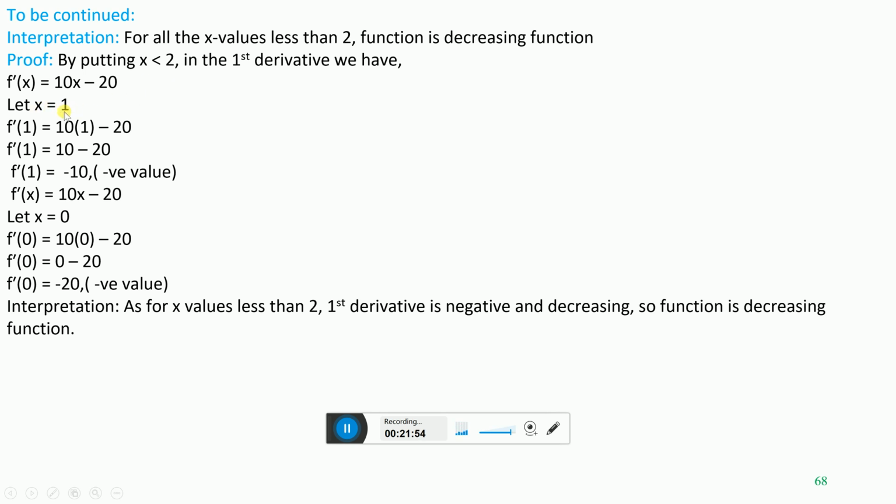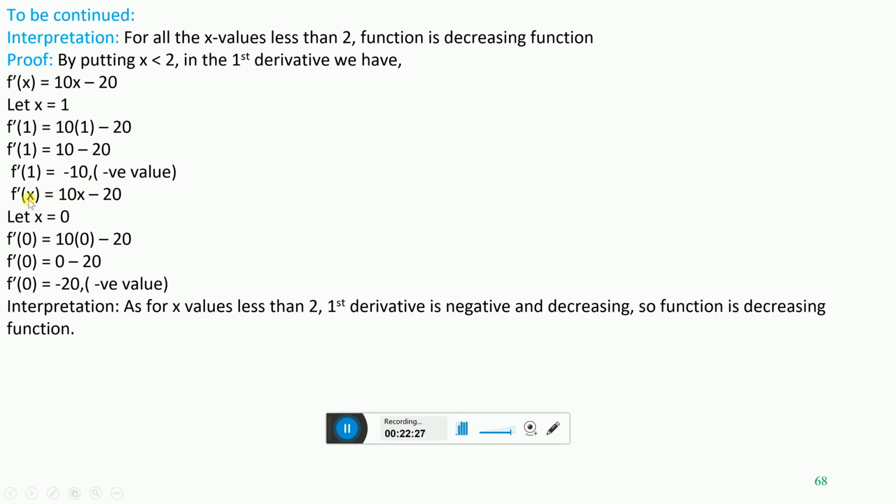Suppose x is equal to 1. 1 is less than 2. I am checking the first derivative. Put for x its value 1 in the first derivative. F prime of 1 is equal to 10x, x is 1, 10 times 1 minus 20. F prime of 1 is equal to 10 multiplied by 1, 10 minus 20, and f prime of 1 is equal to minus 10. We find a negative value. So when the first derivative for an x value is negative, it means for this x value the function is decreasing.